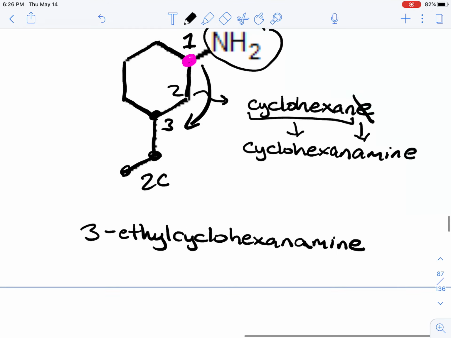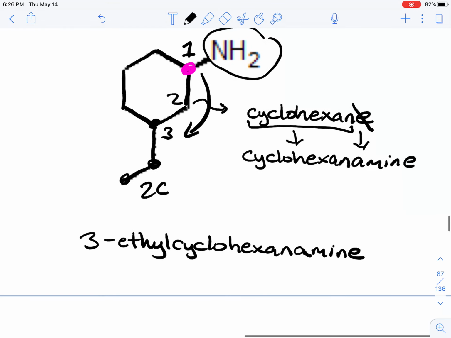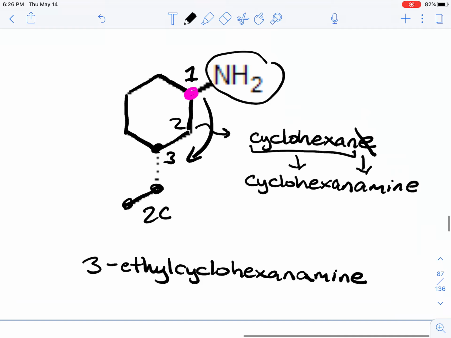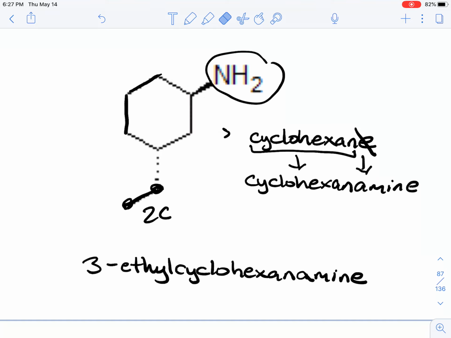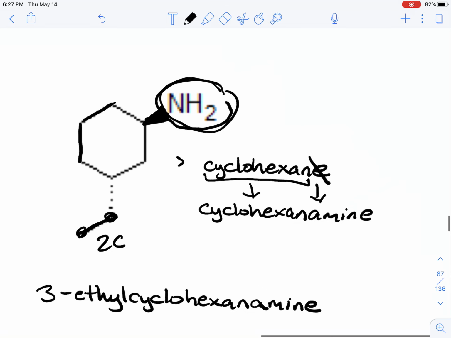And so this is not the full year of organic chemistry. If this was the full year of organic chemistry, then we would have to communicate to the reader the spatial orientation of the NH2 relative to this 2 carbon group. And so if I erase this portion right here, notice that this is a wedge line. So this is telling us that this NH2 is pointing up.